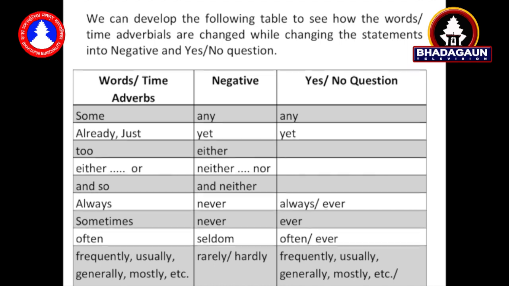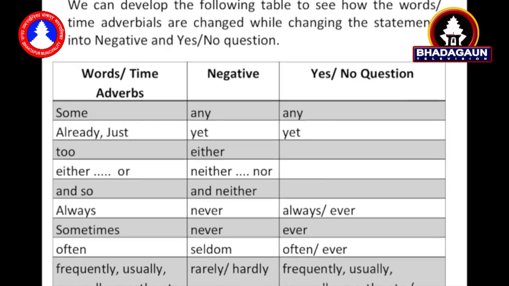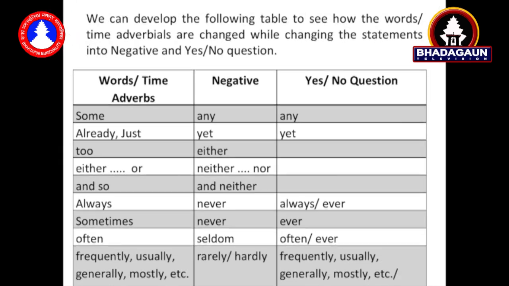Always is changed into never in negative. Never is a negative word, and it is not changed in yes no question, or it can be changed into ever. Sometimes is changed into never in negative and ever in yes no question. Frequently, usually, generally, mostly, etc. are changed into rarely or hardly in negative. Rarely and hardly are negative words, and these words, this time adverbials, are not changed, or they are changed into ever.